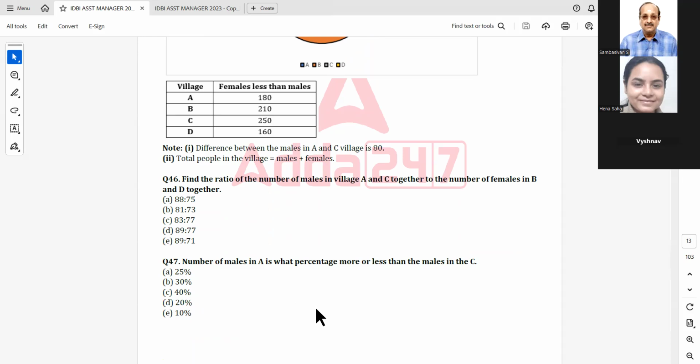Number of males in A is what percentage more or less than the males in C? Super question. Very easy question. So you must identify whether you are having such easy questions and mark them. Here, number of males in A is 480. Number of males in C is 400. So 80 is just 20% more. 47 answer is D.